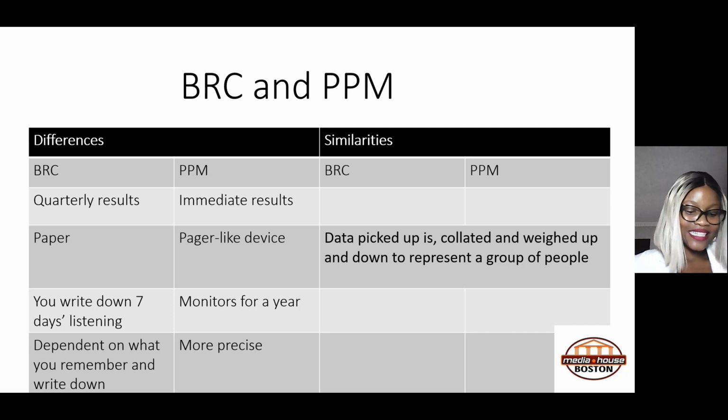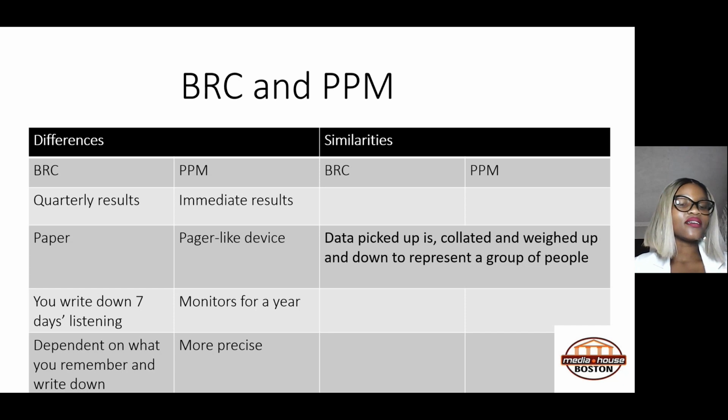The other element is a radio diary, which is a paper document left with each household in the survey sample for the family to complete. The diary asks the members of the household to fill in what radio stations they listen to for each quarter hour per week. So we've already revised this, and now we're trying to see the big difference between BRC and PPM. Now, here are the differences, and also here are the similarities.